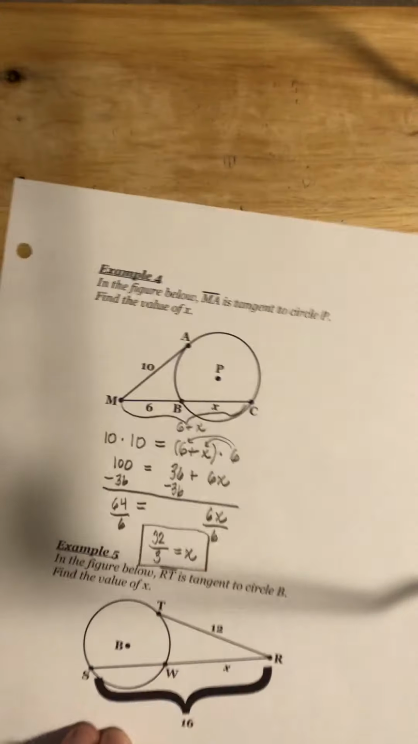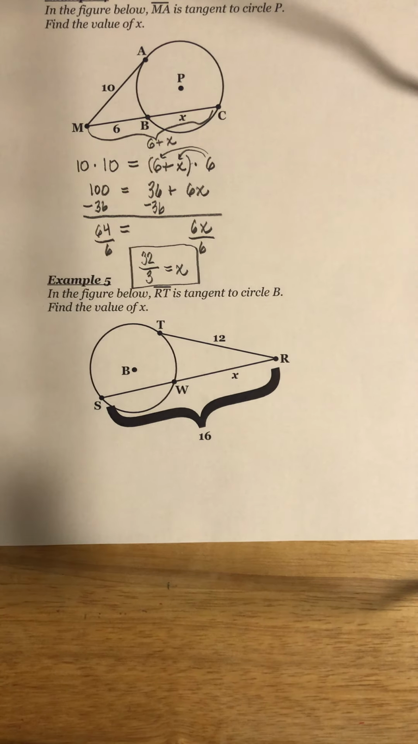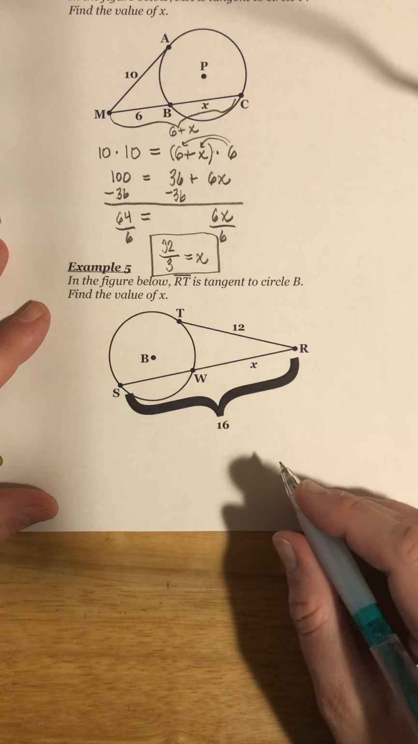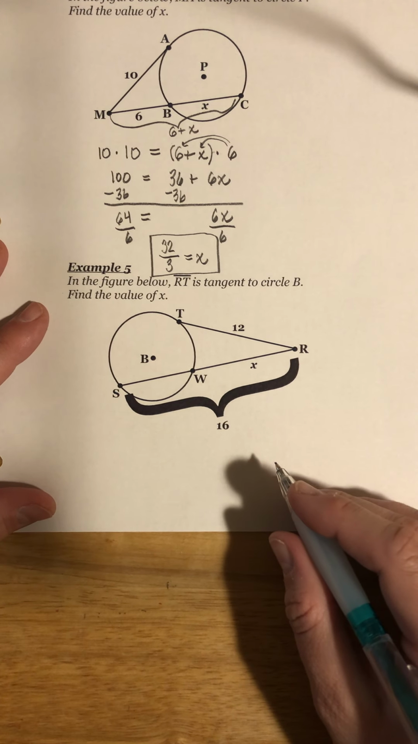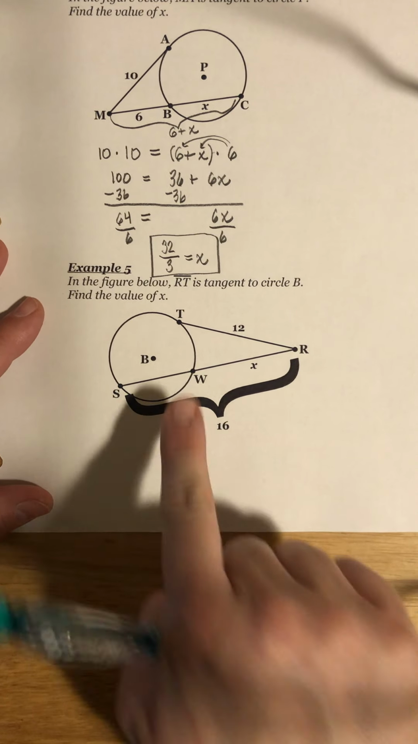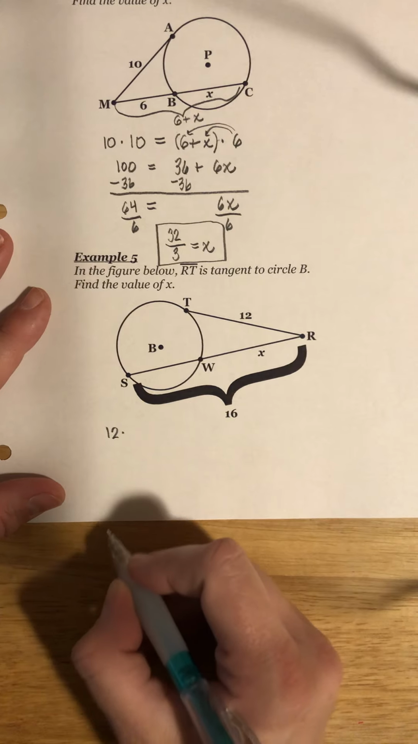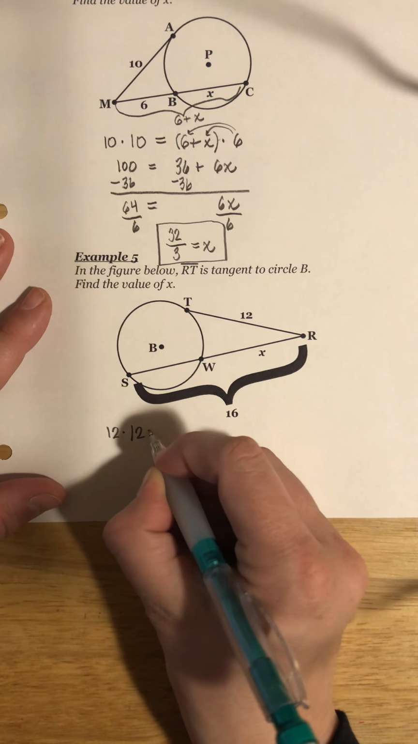Okay. Oh, last example. Can you feel the excitement? Here we go. Example 5, last one. Same idea. We're going to do outside times whole equals outside times whole. Let's start with the one on top. What is the outside? It is 12. What is the whole? It is 12.